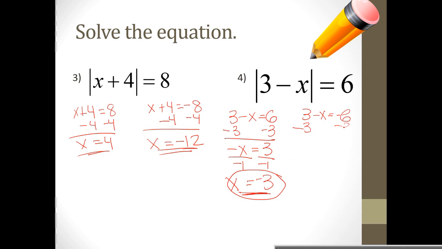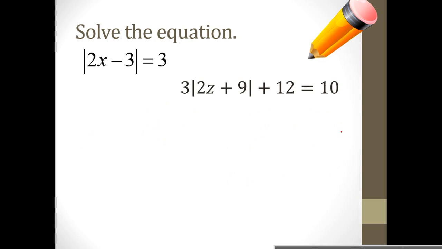Now I'm going to do it over here. I'm going to subtract 3 and get negative x equals negative 9, divide by negative 1, and we get x equals 9. So I got double answers on this one, just like you did. Hopefully you got the same answer as me. If not, take a look, see what happened, see where you messed up. It's possible you forgot the negative over here. It's possibly even just an arithmetic error.